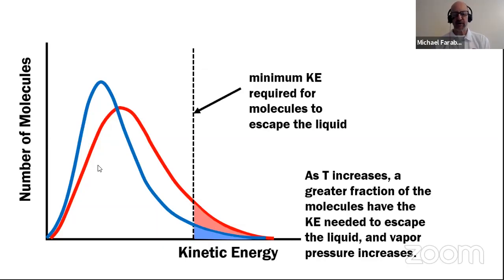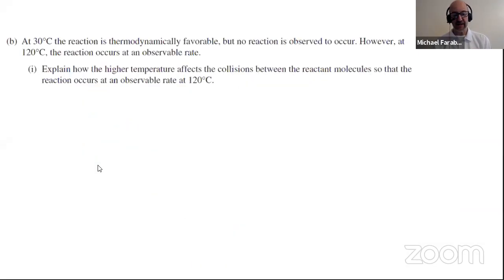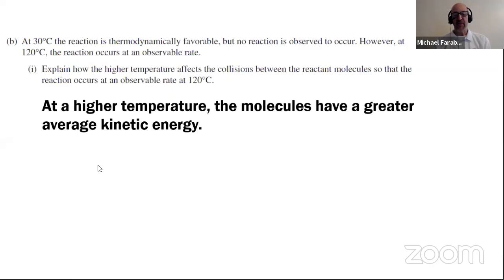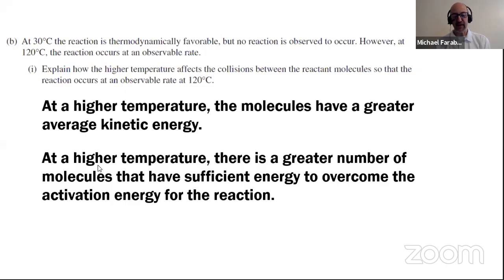So instead of talking about kinetic energy needed to escape the liquid in a physical phase change, think of it as a chemical reaction. A greater fraction of the molecules will have the required activation energy when they collide. So at a higher temperature, the molecules have a greater average kinetic energy. Again, here's the part about the collisions, the fact that there's a greater number of molecules that have sufficient energy to overcome the activation energy. So they are not only colliding more often, but with more force. And again, that greater fraction of molecules that has enough energy to overcome the activation energy, that's a key part of this explanation.